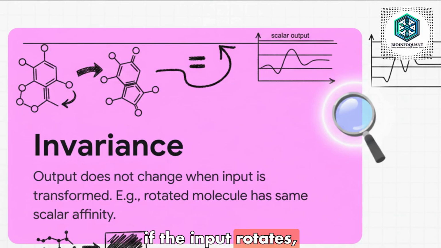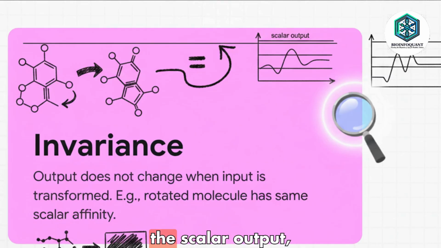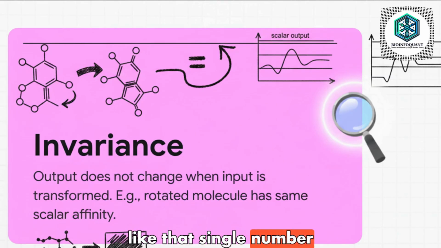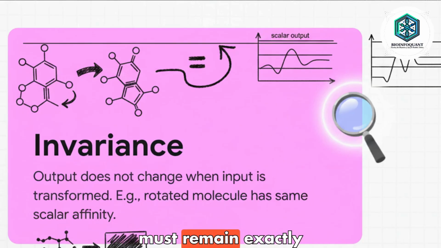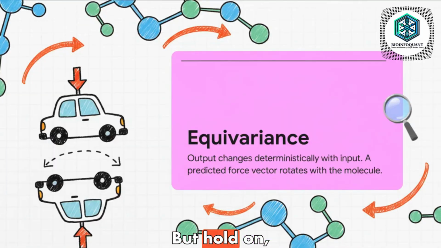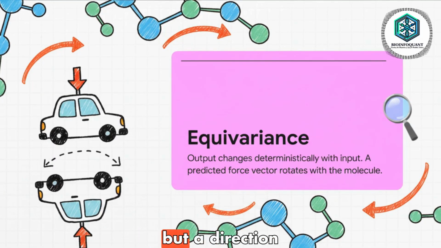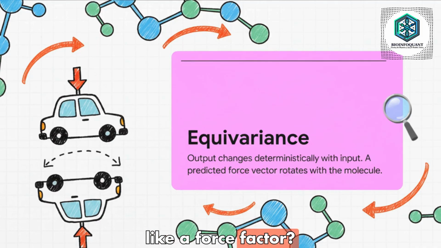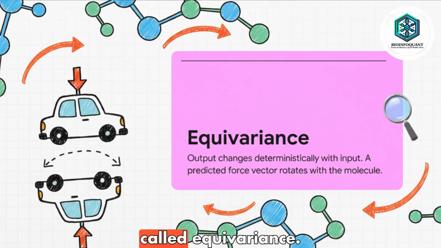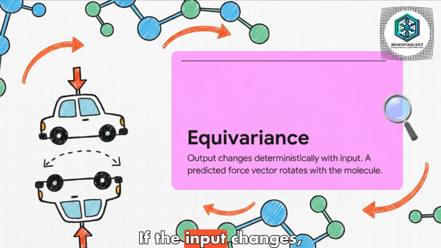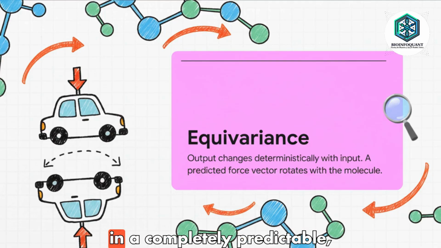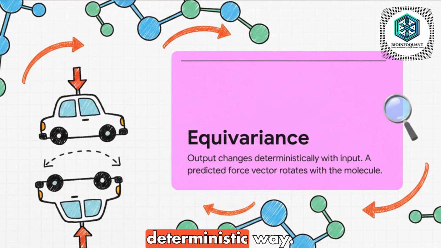Meaning, if the input rotates, translates, or shifts, the scalar output, like that single number representing binding affinity, must remain exactly the same. But hold on, what if the AI isn't trying to predict a simple scalar number, but a direction in space, like a force vector? Well, that requires something called equivariance. If the input changes, the output must change in a completely predictable, deterministic way.